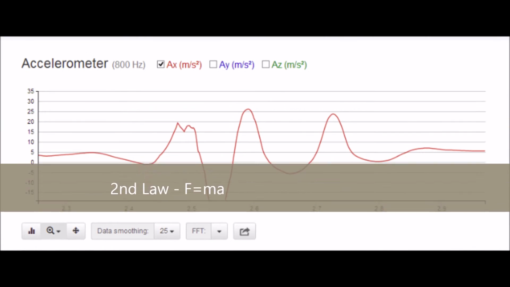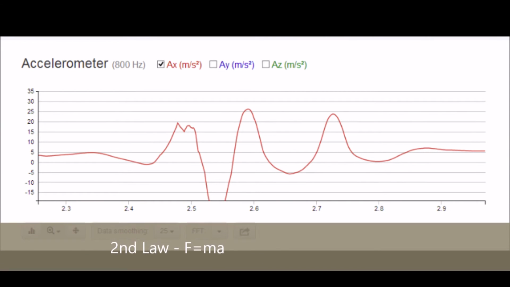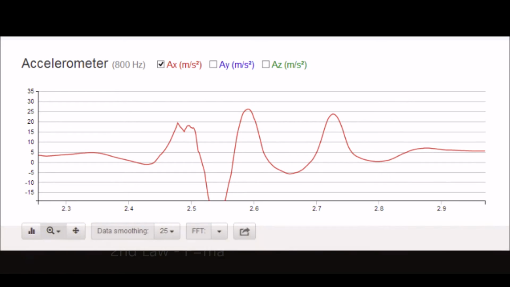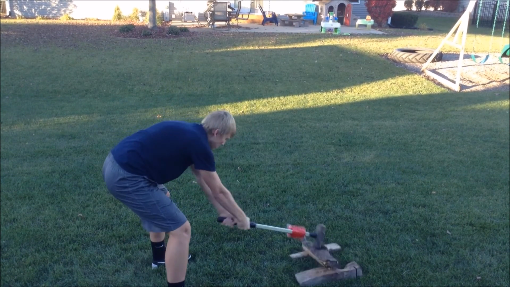To figure out the force, we use Newton's second law, which is force equals mass multiplied by the acceleration. When we swung the sledgehammer, Newton's third law came into effect when the sledgehammer collided with the wood.